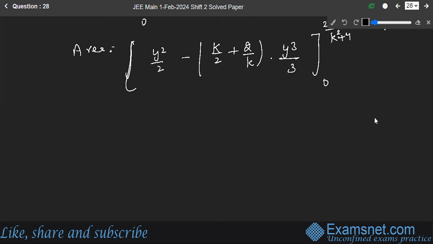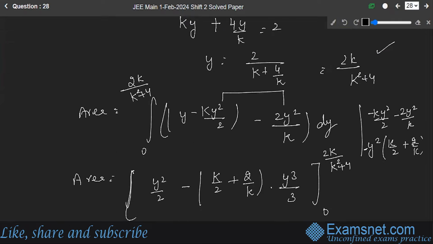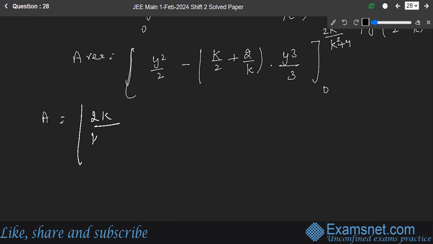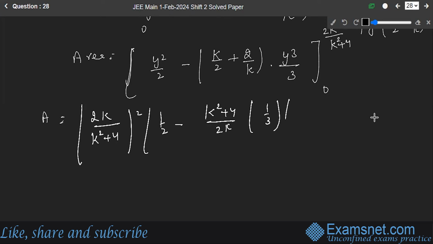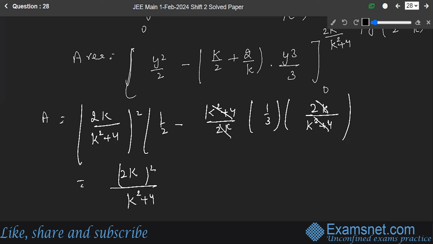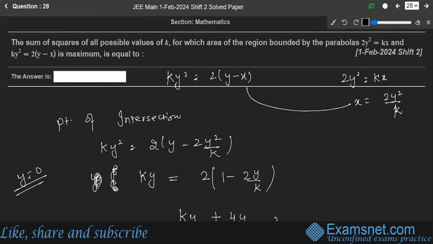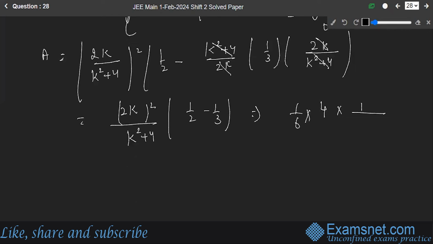Correct? So your area becomes, now let's fill in the limits. This will be equal to y square upon y that you have to put. So this will be equal to 2k upon k square plus 4 whole square, 1 by 2 minus k square plus 4 upon 2k into 1 by 3 into this. Okay, so this will cancel, this will cancel, and you will have 2k square upon k square plus 4, and this was 1 by 2 minus 1 by 3, this will give me 1 by 6, into 4 into 1 upon k plus 4 upon k whole square, right? I can write it like this.